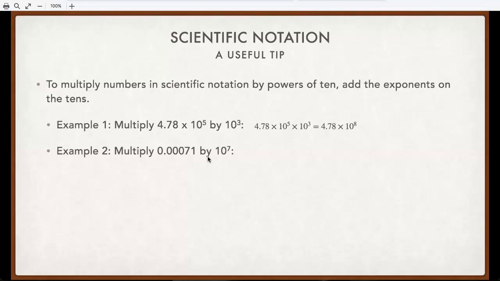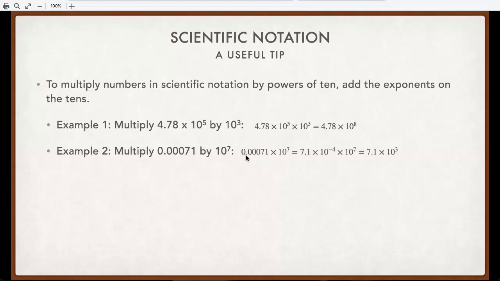Or another example, 0.00071 multiplied by 10 to the 7th. Here, it'll be easiest if we convert this number to scientific notation first and then multiply by 10 to the 7th. So using our procedure from the previous slide, to convert this number into scientific notation, we put the decimal point here. Why? Because that will give us one digit to the left of the decimal point. So it ends up as 7.1.